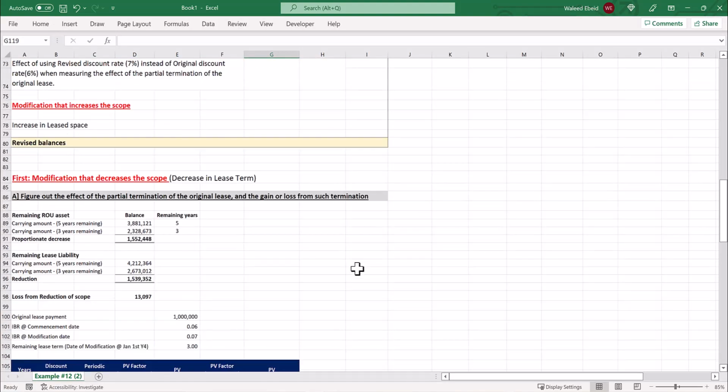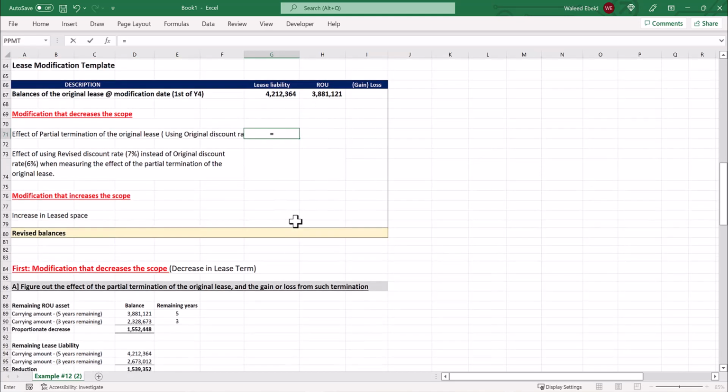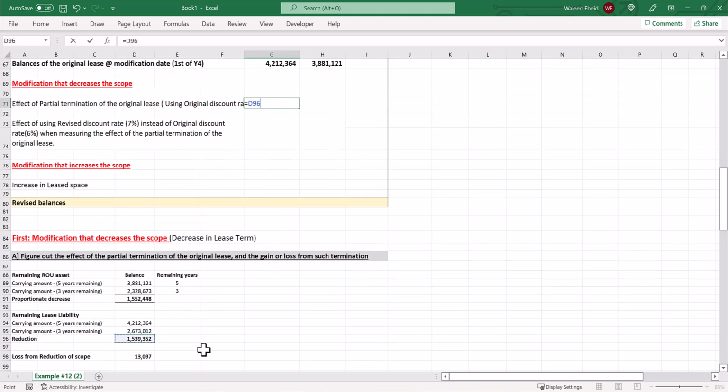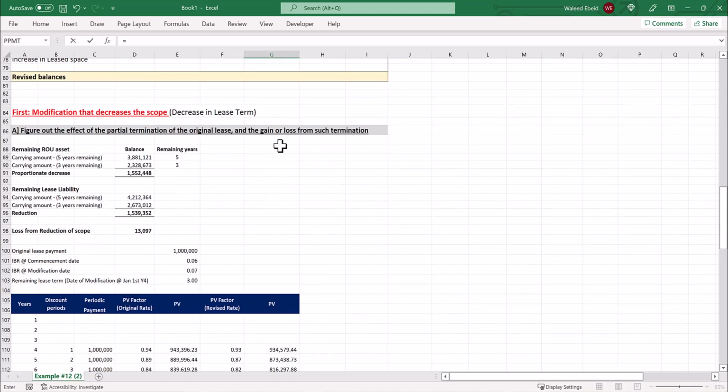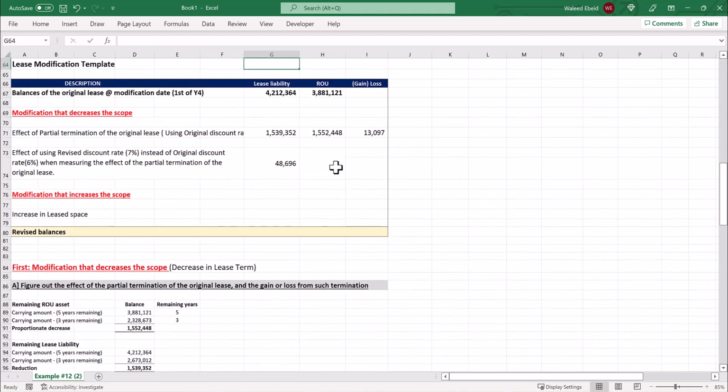Now, post the calculations that we did up to this point, to the template of the lease modifications here. The reduction in the lease liability. The reduction in the right-of-use asset. And the loss from the partial termination of the original lease. Then the difference arising from the lease liability recalculations using the revised rate of 7%, instead of the original rate of 6%.